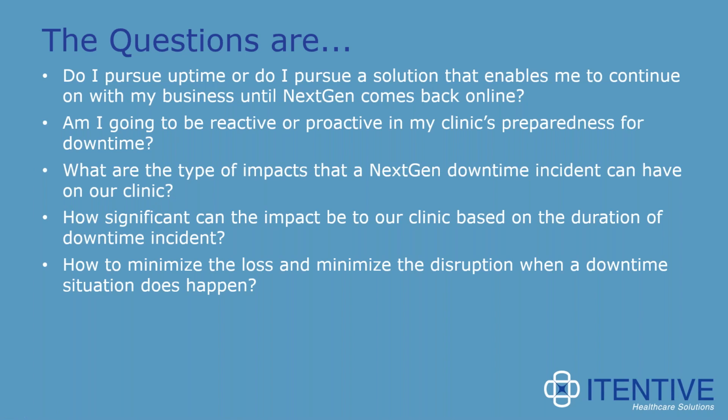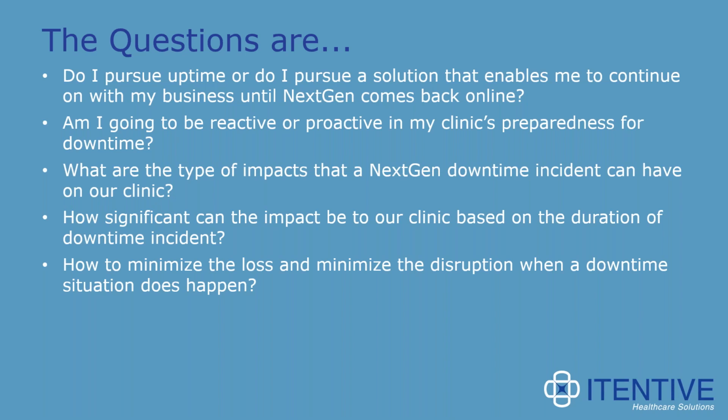So as we reflect on what I just talked about, our systems are complex, they are dependent on many components, and downtime is caused by unexpected events that are beyond our control. What are our options when we have a downtime situation? So the questions we should be asking ourselves is, do I pursue an uptime solution, or do I pursue a solution that enables me to continue on with my business until NextGen comes back online?